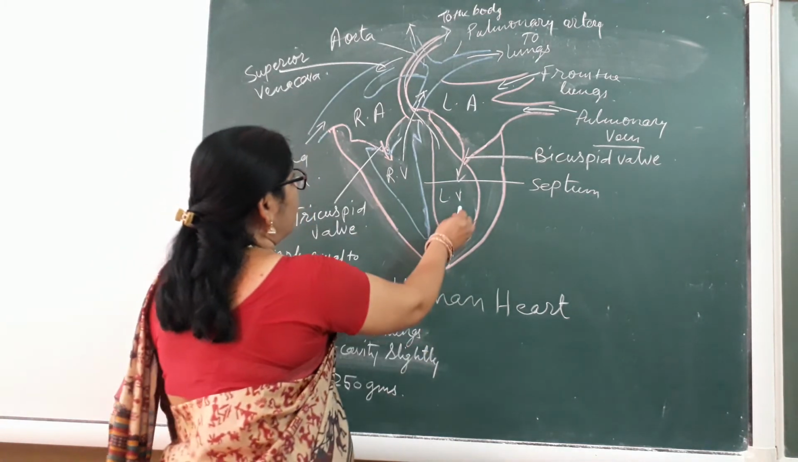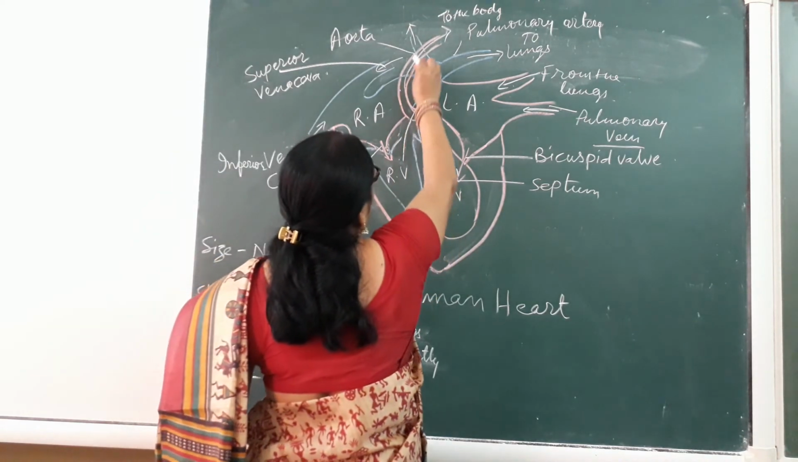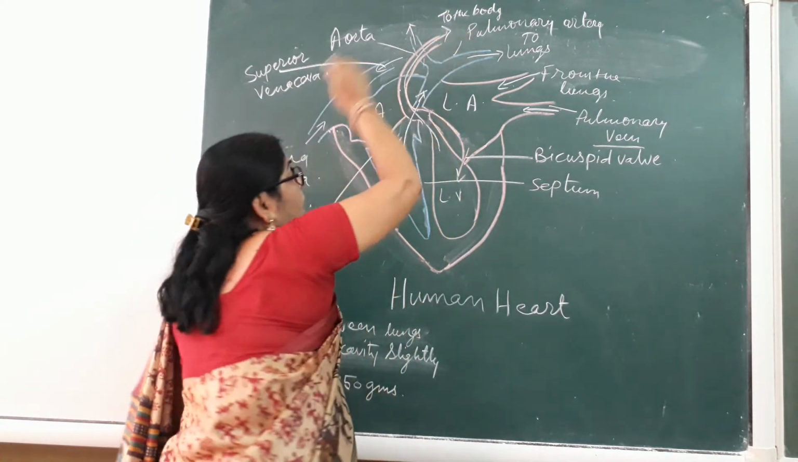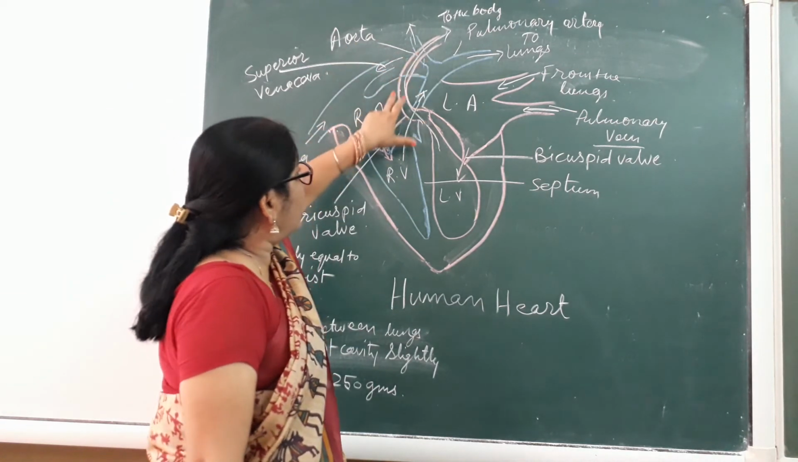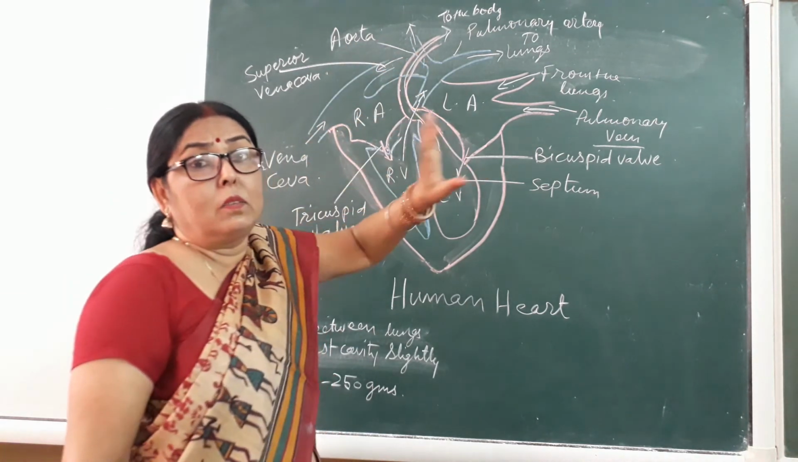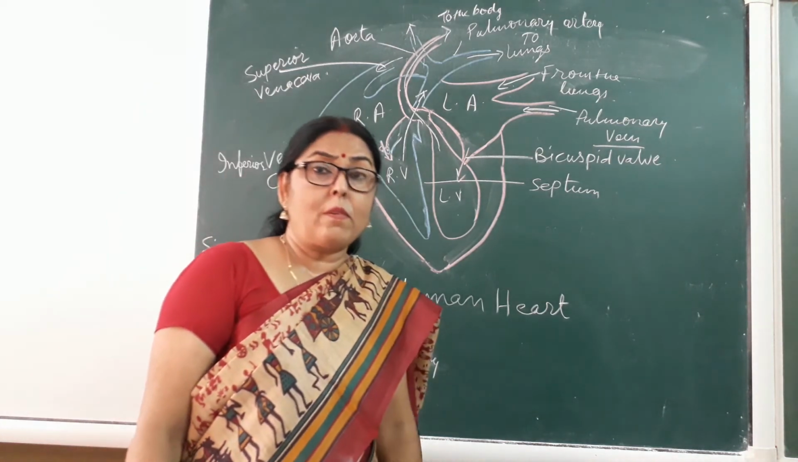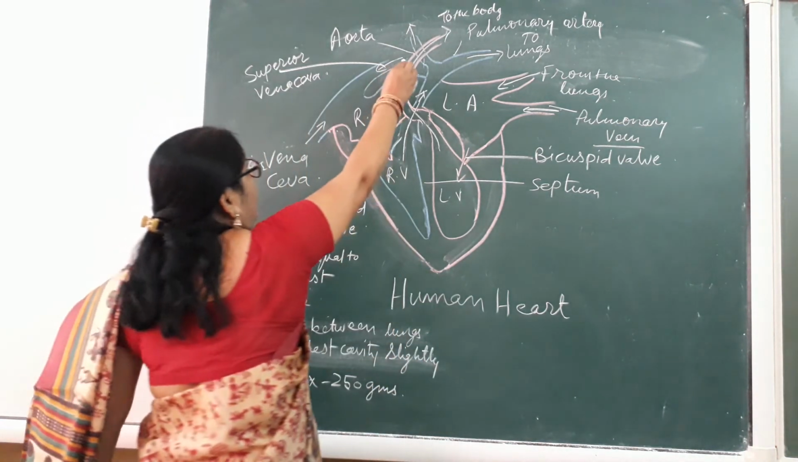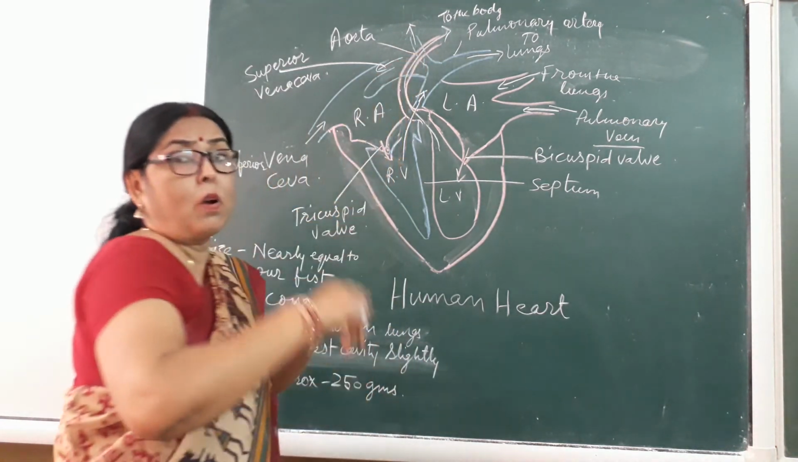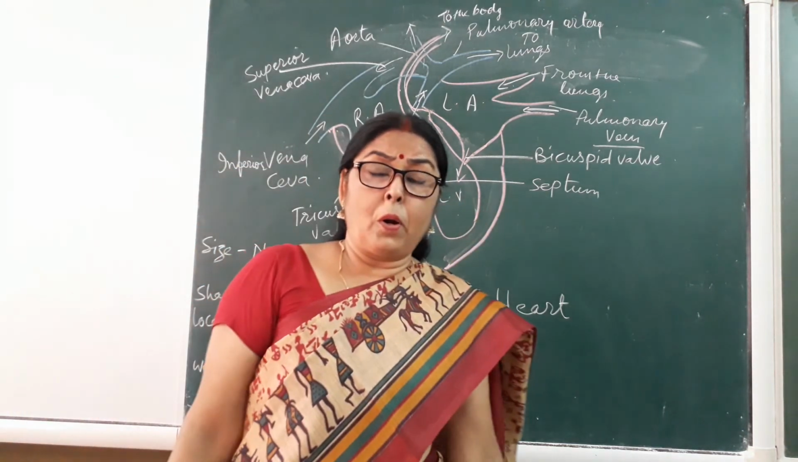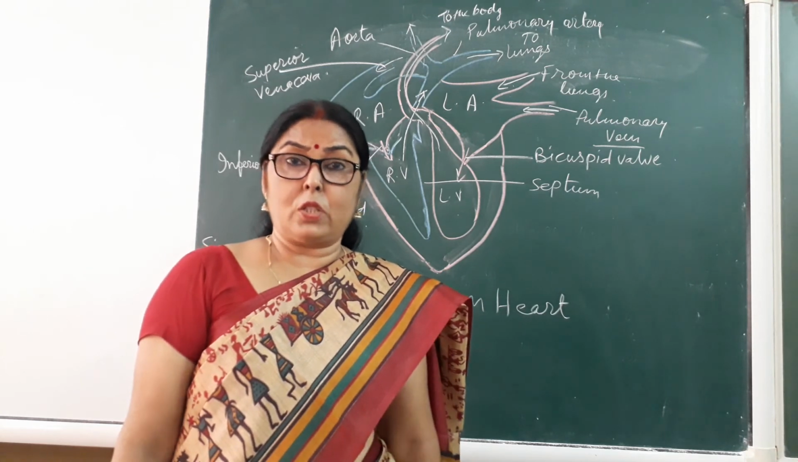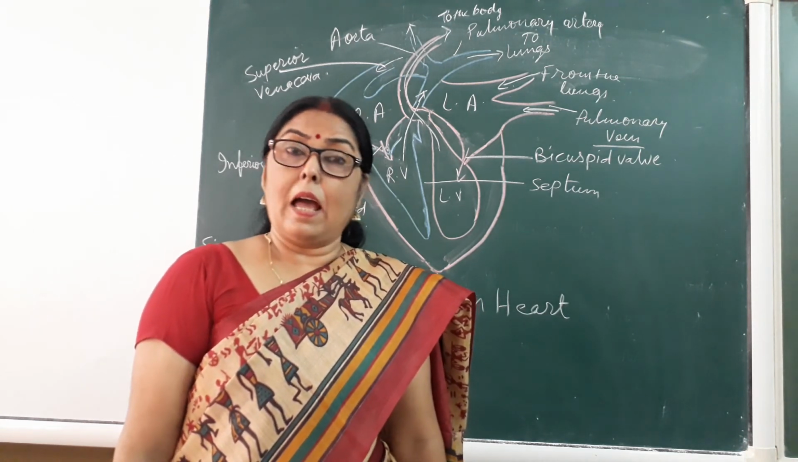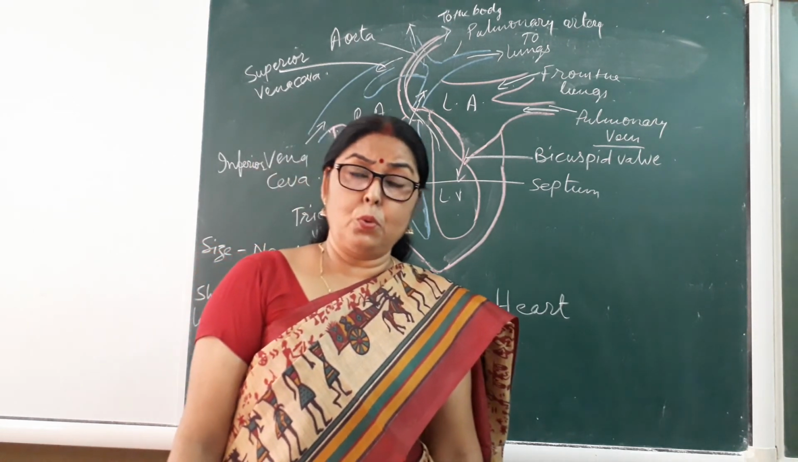From the left ventricle, blood is transported to the body through the aorta. This is the aorta, the thickest artery of our body. It again has three parts through which the whole body receives blood. So this is the structure of the heart. I hope you all have understood.